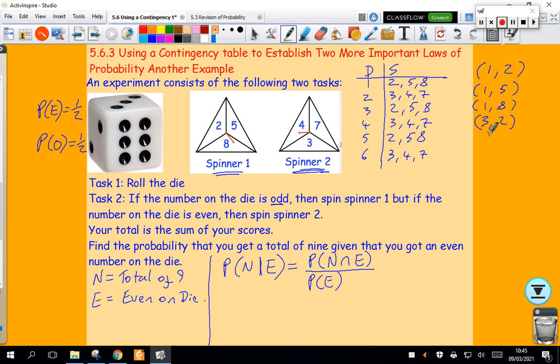Okay, how many outcomes would there be altogether? Well, 3, 6, 9, 12, 15, 18. There's 18 possible outcomes in this experiment. The number of ways to complete task 1 is 6. The number of ways to complete task 2 is 3. 6 by 3, 18.